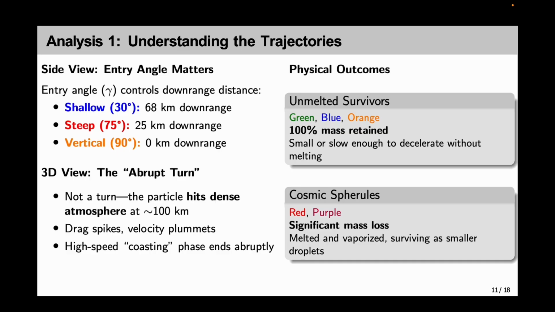Second, in the 3D plot, that abrupt turn you see isn't actually a turn. That's the particle hitting the dense atmosphere at around 100 kilometers altitude. This is the moment its high velocity coasting phase ends and its rapid deceleration and ablation phase begins. Finally, based on the simulation data, our model correctly classifies the outcomes we see: unmelted survivors that kept 100% of their mass, and cosmic spherules that lost significant mass from melting.